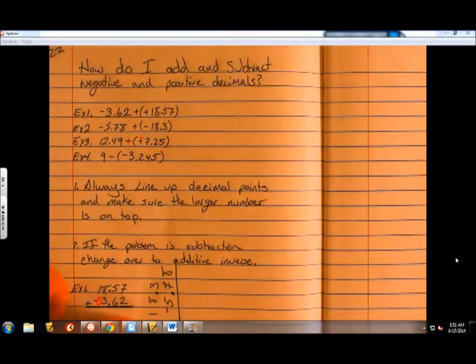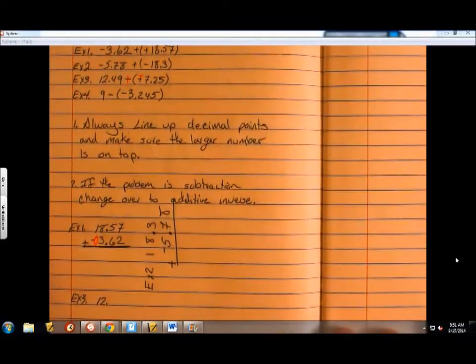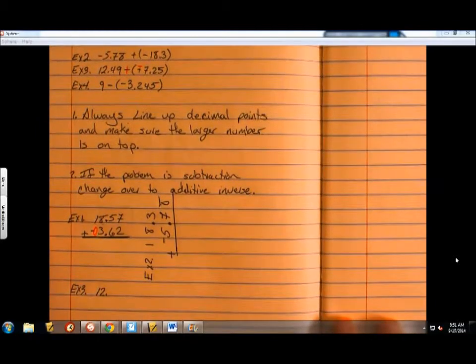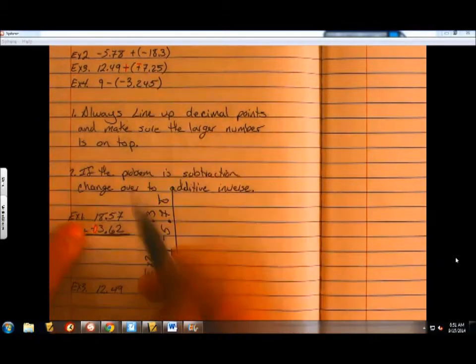So now we've got our 12 and our 7. The 12 is obviously going to be bigger, so that goes on top. So 12 and 49 hundredths is going on top, and on bottom will be the negative 7 and 25 hundredths.